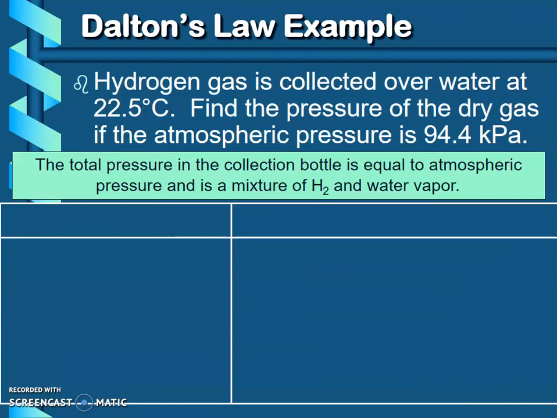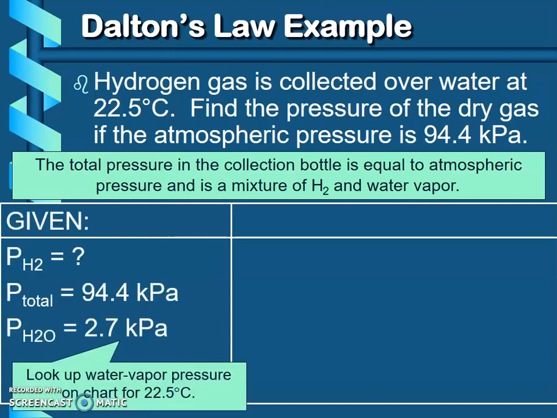Okay, so let's look at an example problem. All right, so here's the word problem. Hydrogen gas is collected over water at 22.5 degrees Celsius. Find the pressure of the dry gas if the atmospheric pressure is 94.4 kilopascals. Okay, so what we need to know here is that atmospheric pressure is equal to the total pressure in the collection bottle. So if you're ever told the atmospheric pressure, that is equal to the total pressure in our equation.